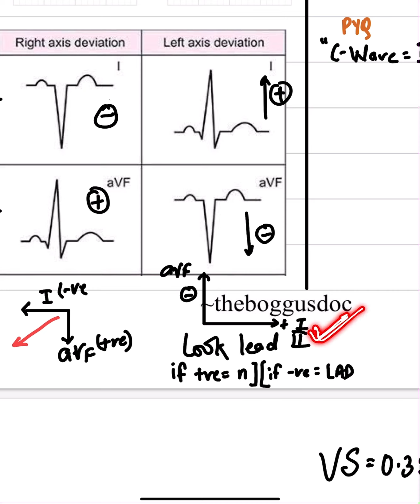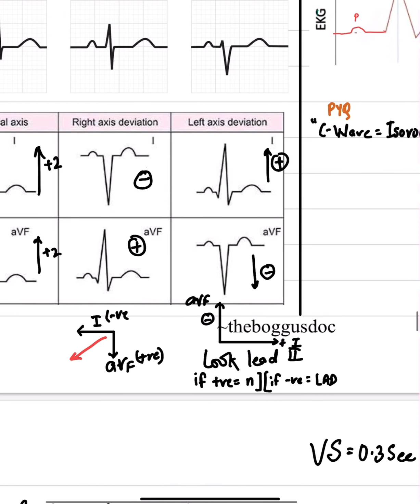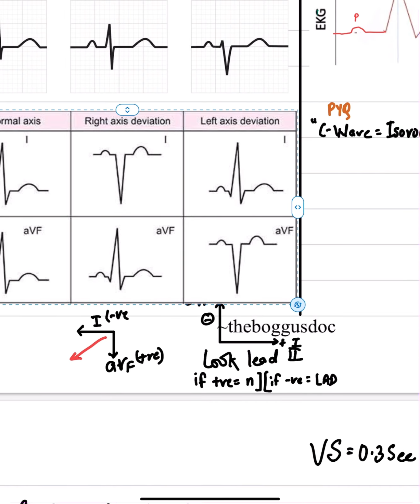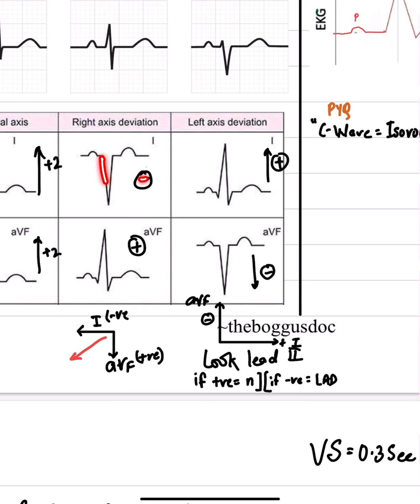If there is left axis deviation, we also have to look at lead 2. If lead 2 is positive, it is normal. If lead 2 is also negative, it is left axis deviation. In right axis deviation, you can see lead 1 is negative and AVF is more positive.